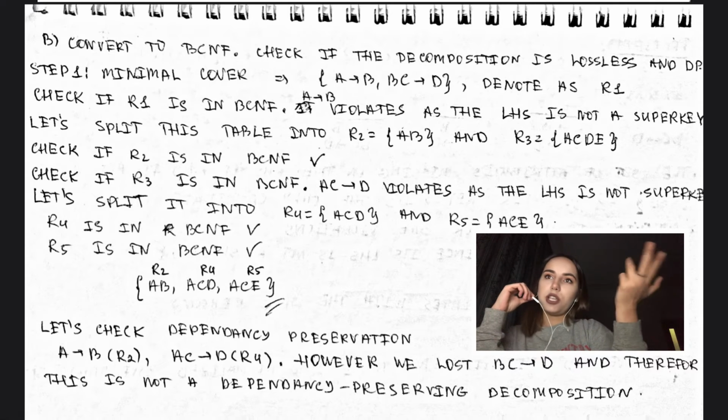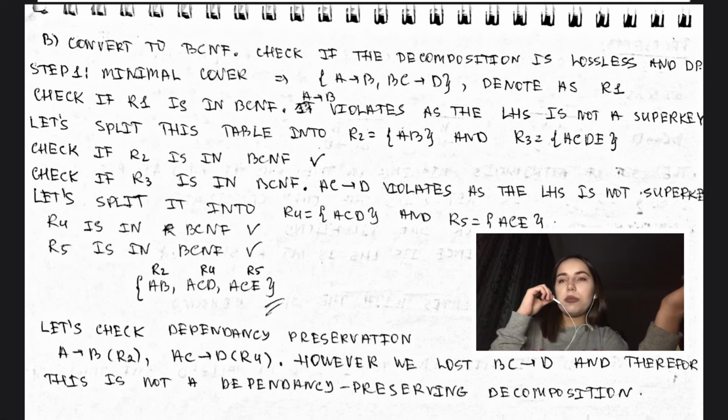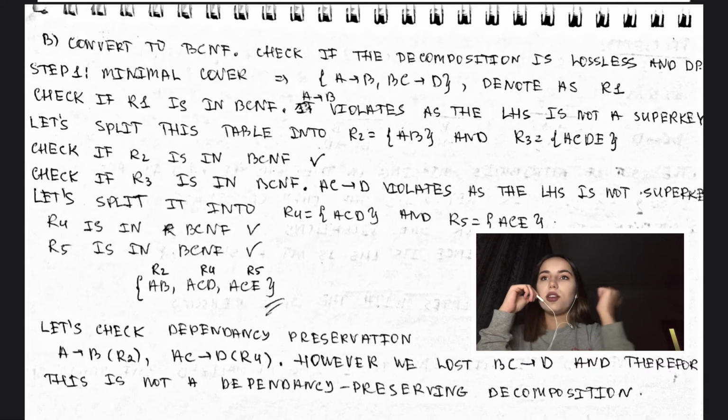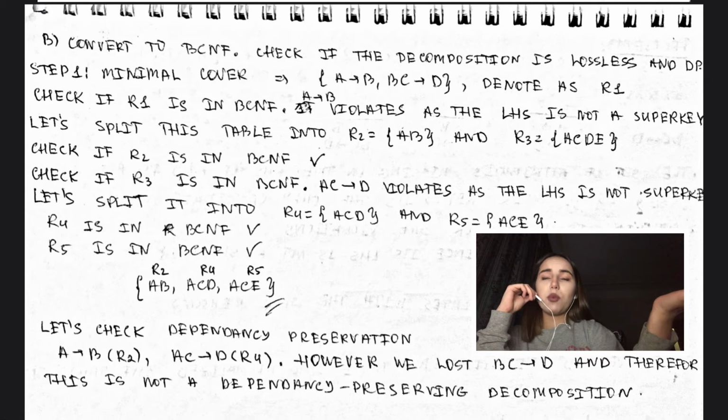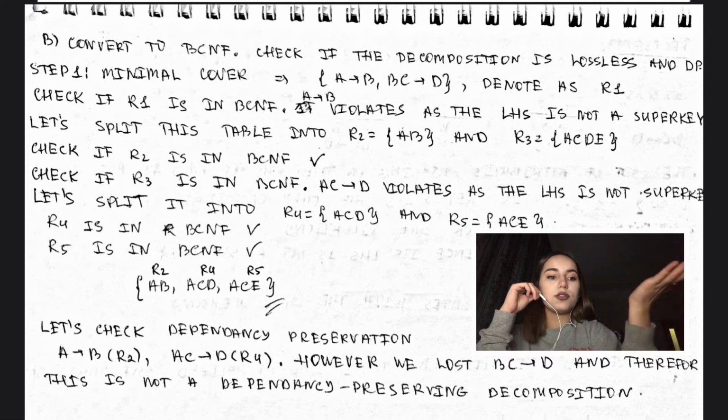And so we check if R2 is in BCNF. It is, because it does not violate the conditions, since the left-hand side is a superkey. Then when we check R3, we see that AC goes to D violates the condition of BCNF, because the left-hand side is not a superkey.